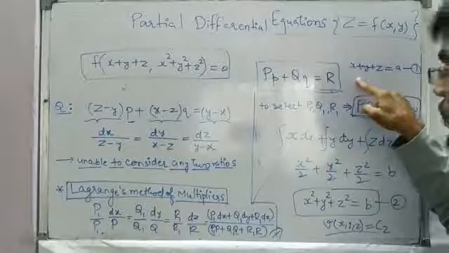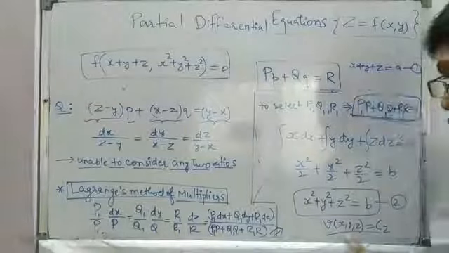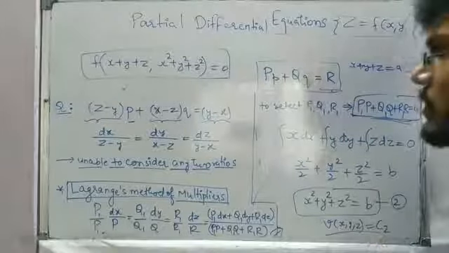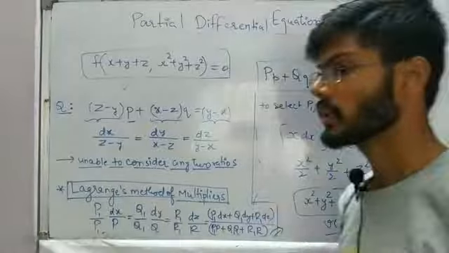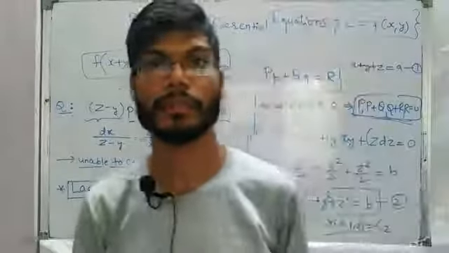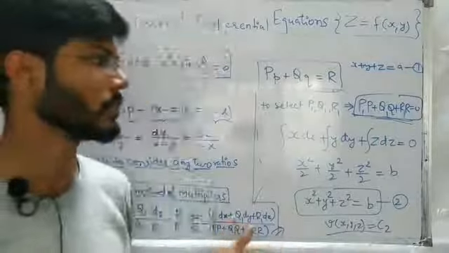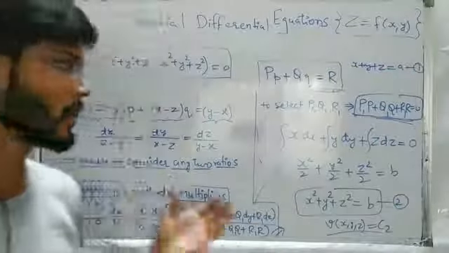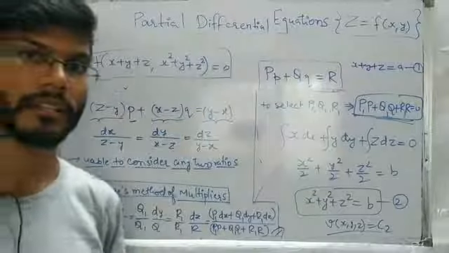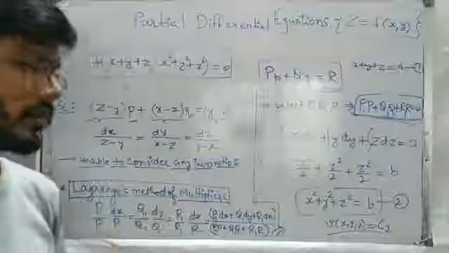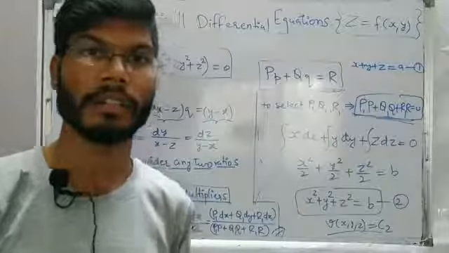The denominator we are going to use to select the multipliers p1, q1 and r1, and the numerator we are going to use to come up with our functions u of x comma y comma z is equal to c1 and v of x comma y comma z is equal to c2, and we are going to write the arbitrary function as f of u comma v is equal to 0. So that is how you have to deal with the problem in Lagrange's linear standard equation, or Lagrange's method of multipliers. So that is all for this particular session.